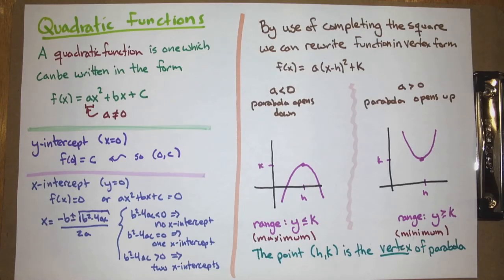If b squared minus 4ac is 0, we hit the axis. We have the x-intercept exactly once. And in the language of vertex, which we haven't talked about yet, that means the vertex is on the x-axis. And we'll talk about what the vertex means in a moment. If b squared minus 4ac is positive, you get 2 x-intercepts.